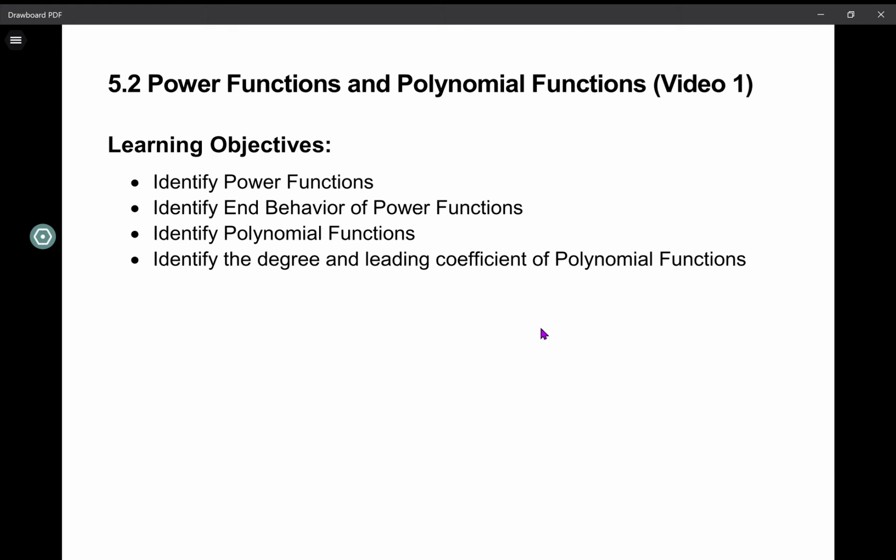Hi, and welcome to the video on section 5.2, power functions and polynomial functions. Our learning objectives for this section are to identify power functions and the behavior of power functions, polynomial functions, and some characteristics of polynomial functions, degree, leading coefficient, etc.